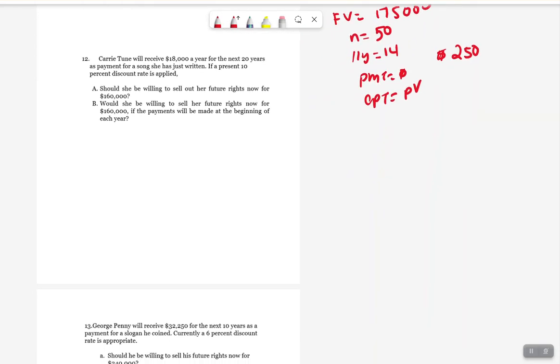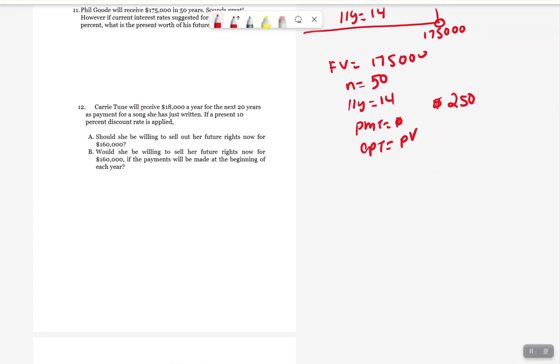So let's do number 12. Carrie Toon will receive 18,000 a year. Question number 12 is asking us: Carrie Toon will receive 18,000 a year as a payment for the next 20 years. You're going to be receiving payments of 18,000 a year for how many years? 20 years. If a present 10% discount rate is applied.